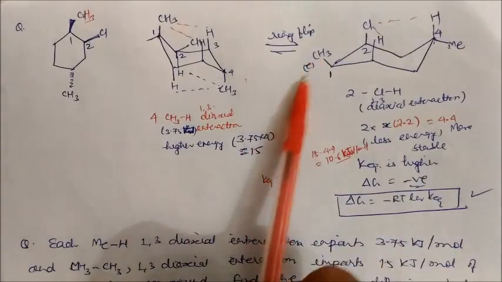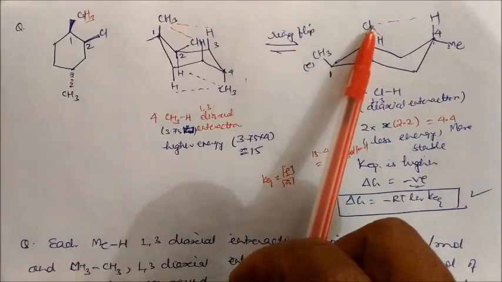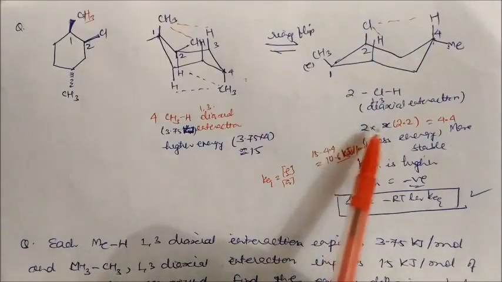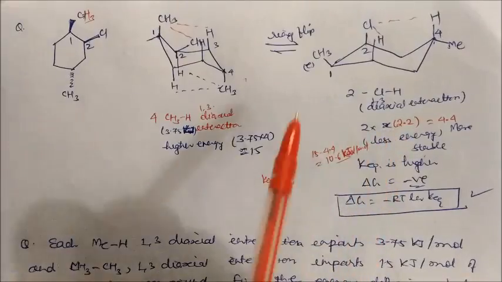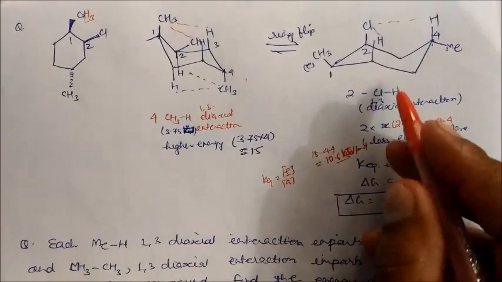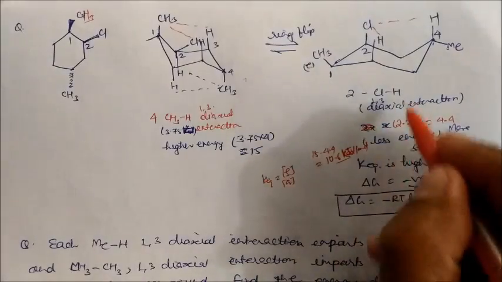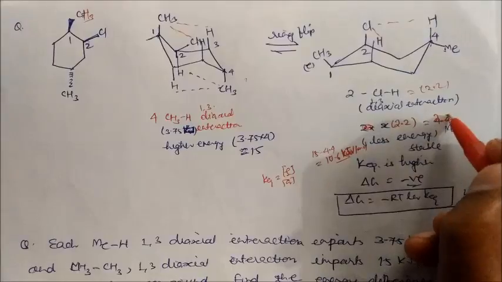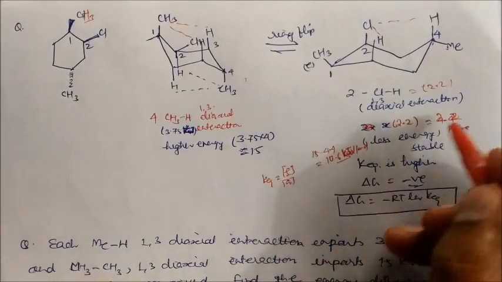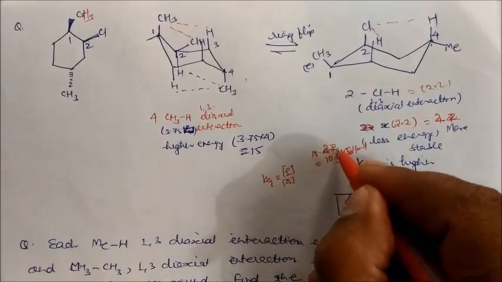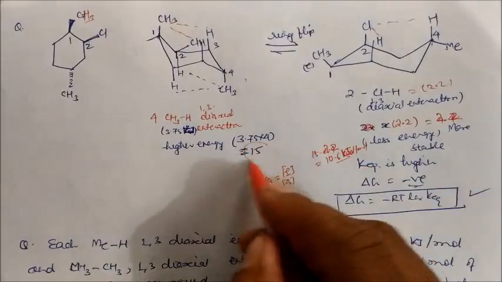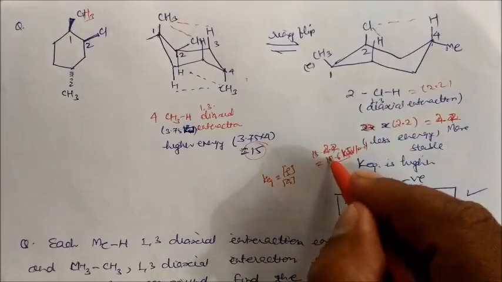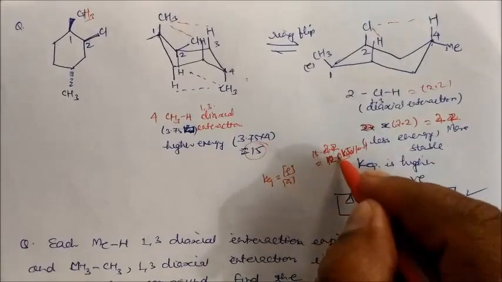In this case, this is equatorial, so there is no diaxial interaction, but Cl is interacting with the 2 hydrogens. Actually 2.2 kilojoule is for 1 hydrogen interaction, and for this there is nothing, so the total is 2.2 kilojoule. So if you subtract 2.2 from the total of 15, 15 minus 2.2, you will get 12.8.